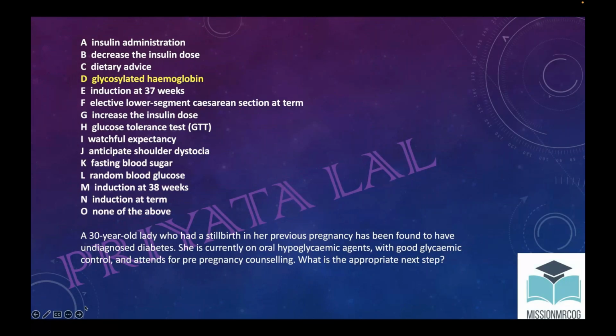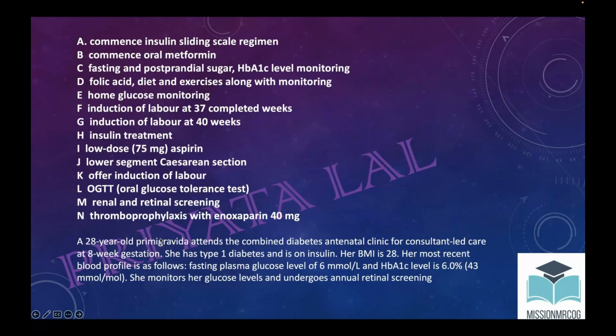Okay, a 28-year-old primigravida with diabetes. She is type 1 diabetic on insulin, BMI 28, and now fasting is 6. Glycosylated hemoglobin is 43. She monitors blood sugar level and she undergoes annual retinal testing. So what should be done? Everything is fine. Folic acid, diet, exercise along with monitoring. Yes, so she has to continue monitoring, folic acid and diet.